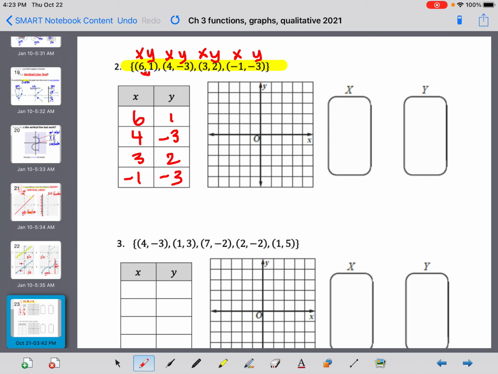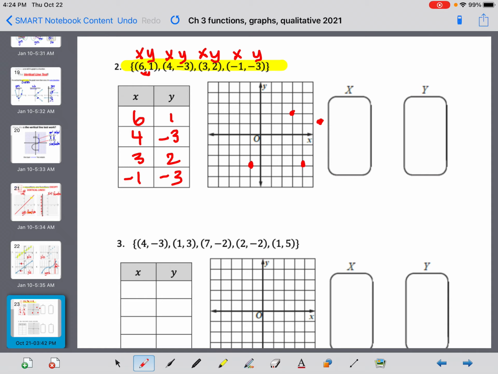So when x was 6, and this graph isn't quite big enough, so it's going to go off the graph by 1, but it's out where x is 6 and y is 1, where x is 4 and y is -3, and then where x is 3 and y is 2, and this is just regular old graphing points, right? And then where x is -1 and y is -3. Okay, so now we have created a table and a graph, and that's just review. We've done that kind of stuff before.